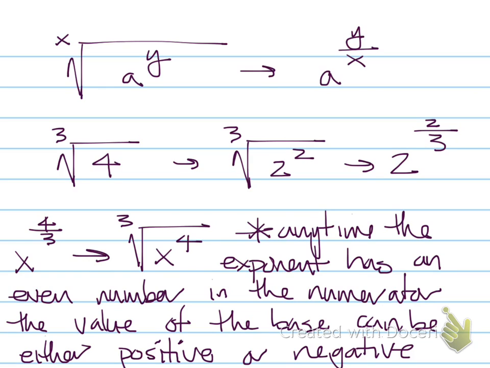X to the 4/3 power would be the cube root of x to the 4th power. So anytime an exponent has an even number in the numerator, the value of the base can be either positive or negative.